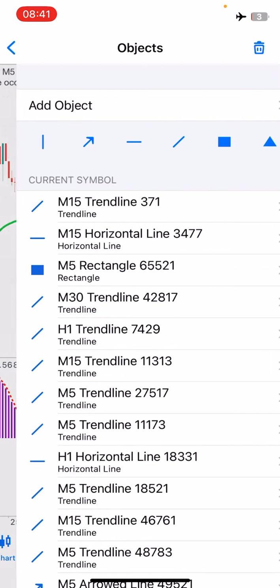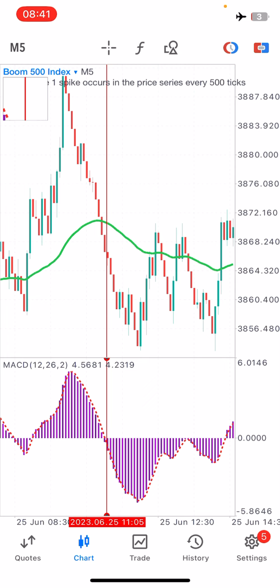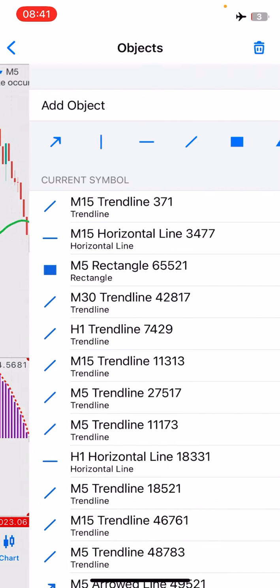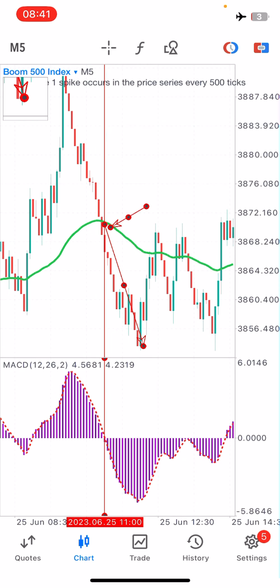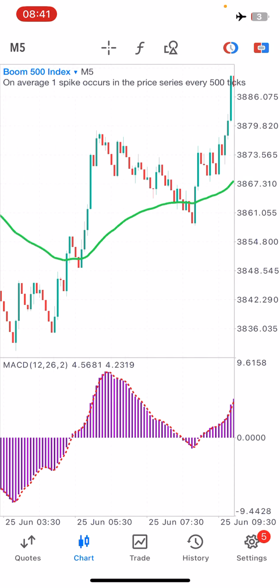Selling opportunities are just the same concept. You want to have your MACD at the 0 level, whilst your price is also breaking that level, and then you'll be sure of entering into a sell trade like that, nice and easy. So you simply have to wait for these opportunities.